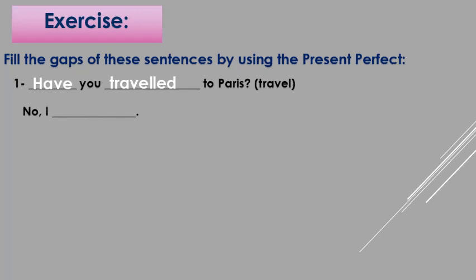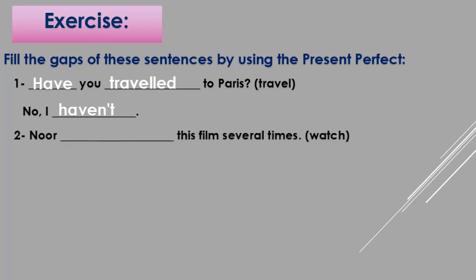So here we have the negative. So no, I haven't. Number 2. Noor blank this film several times. Watch. So here the keyword is several. And number 1 is about life experience. إذا هنا نتحدث عن الخبرة. Number 2, here we have several times. So Noor, it is singular. So we add has watched. Why do we add has? Because the subject is singular.